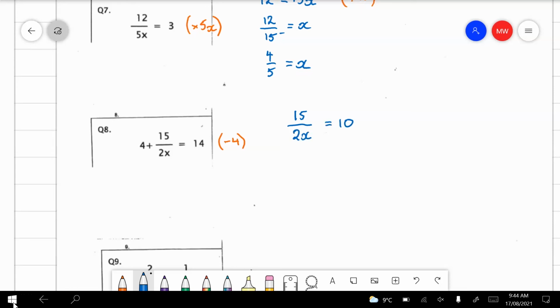And then it's very similar to that question above. Just keep rolling with the balance method. It's easier just transposing this or just shuffling this equation around until it gets to somewhere that you want it to be. So let's multiply both sides by 2x so that we don't have to deal with x's on the bottom. And what we'll end up with is 15 equaling 20x.